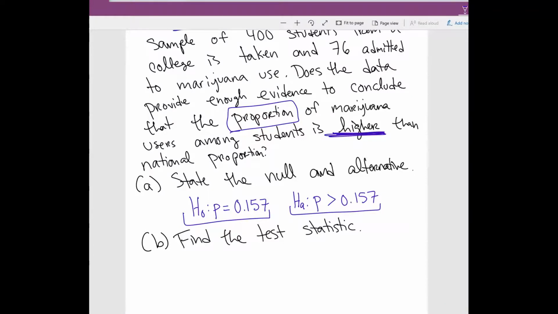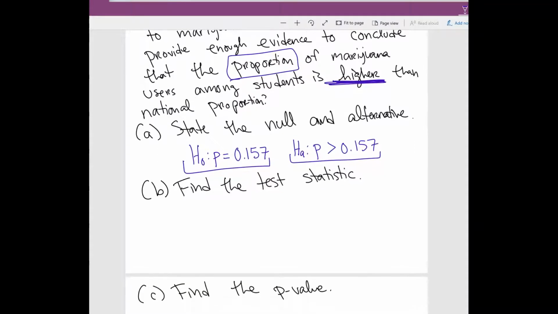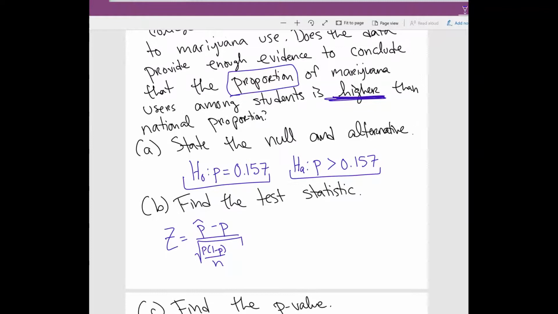Okay. Now the next thing that we want to do is find the test statistic. Okay. So if you remember, the test statistic is Z is equal to P hat minus P divided by the square root of P(1 minus P) over N. Okay. So now we want to think about what exactly P hat is. And if you remember, P hat is just your data. So what data did we collect? So if you want to write here, data, think about the data that we collected.